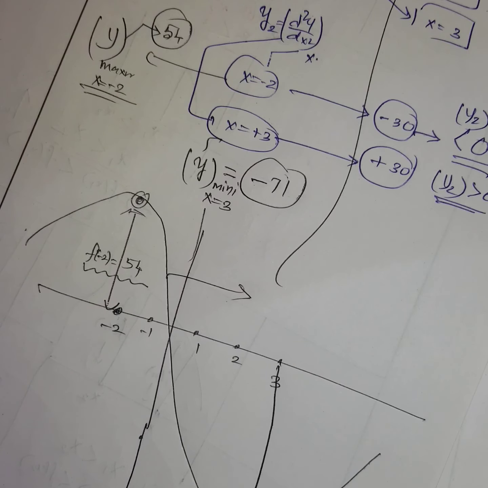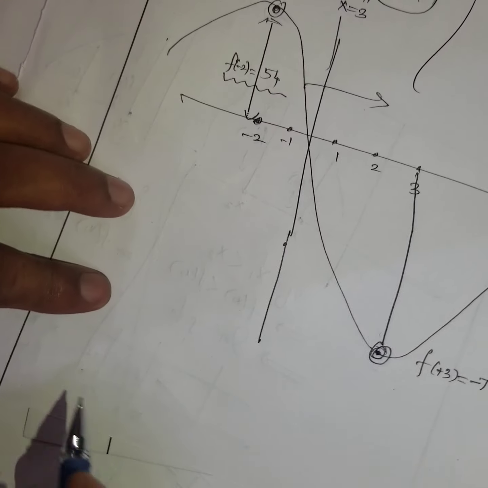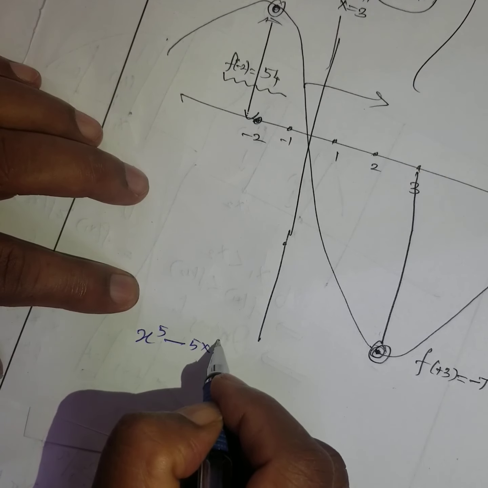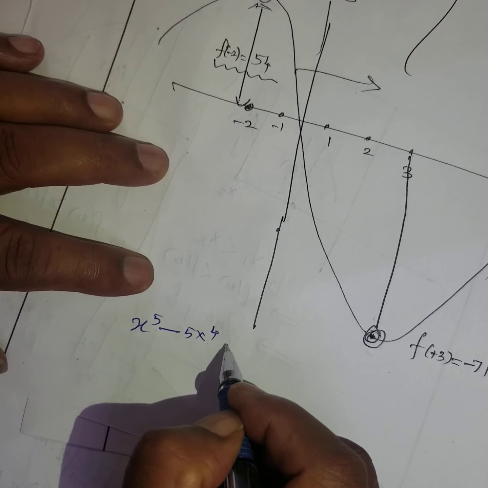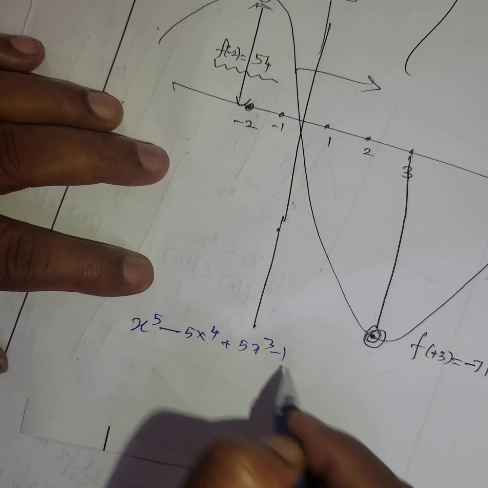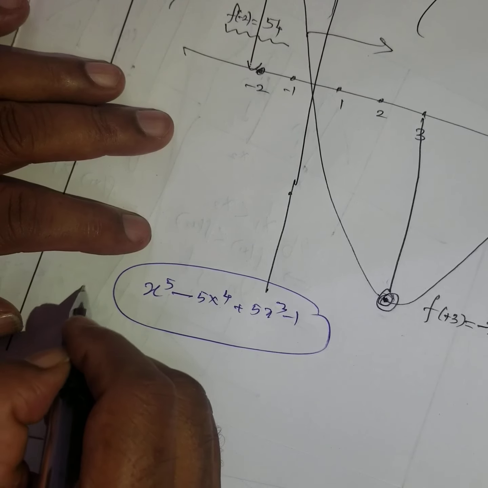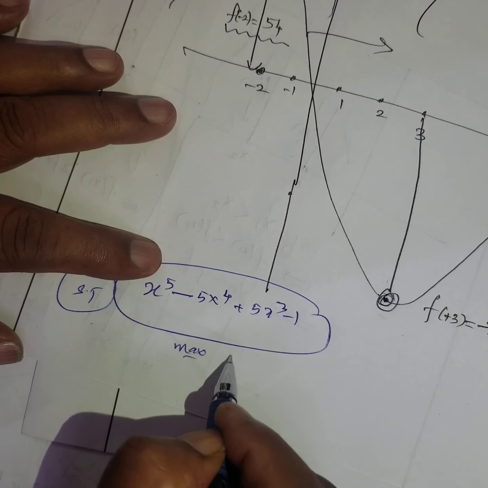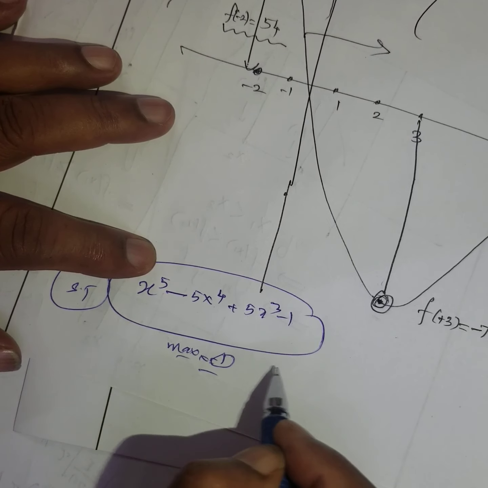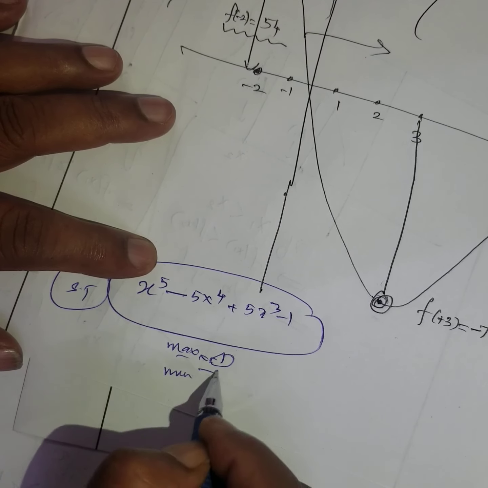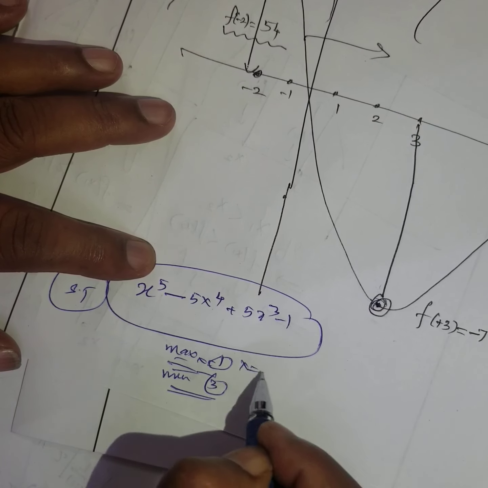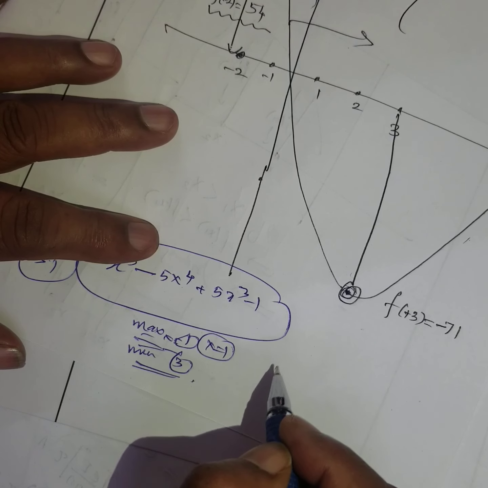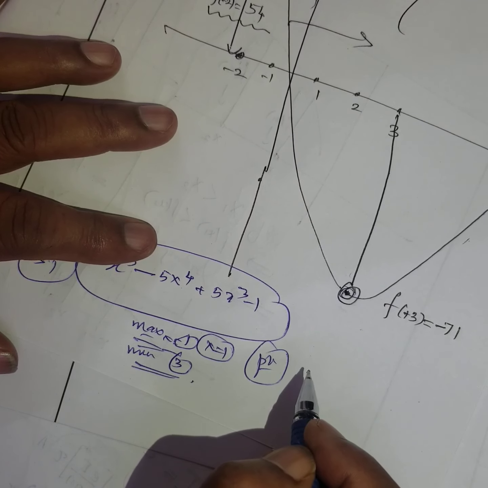Find the maxima. See, this is another sum. x to the power of 5, 5x to the 4 plus 5x cube minus 1. They may ask you in the question paper: show that it has a maximum at 1 and minimum at 3. Neither maximum nor minimum, that is a point of inflection, at x equal to 0.